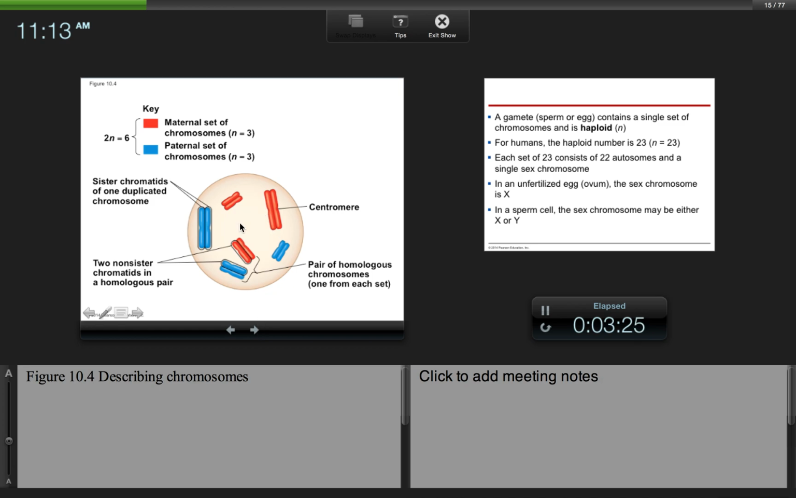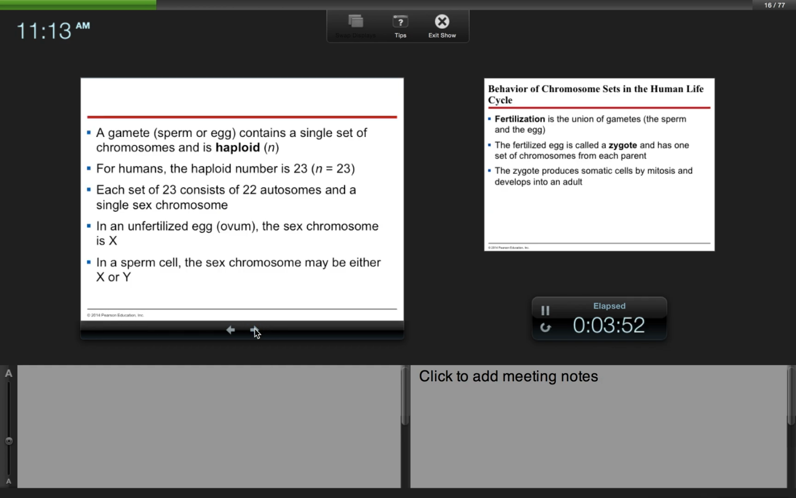So these are homologous chromosomes. So you can see the blue represents the one that came from the dad, and the red ones represent the maternal chromosomes, or the one that came from mom. So notice that homologous chromosomes are pretty much the same size. So this would be a pair of homologous chromosomes, this would be a second pair, and this would be a third pair. So they are similar in shape, size, and they contain the same genes, different forms of those genes.